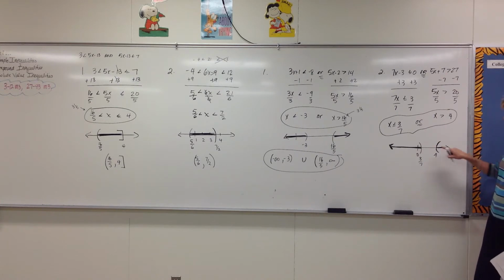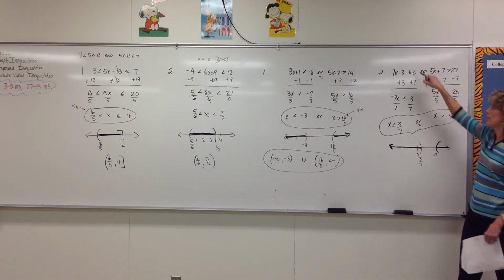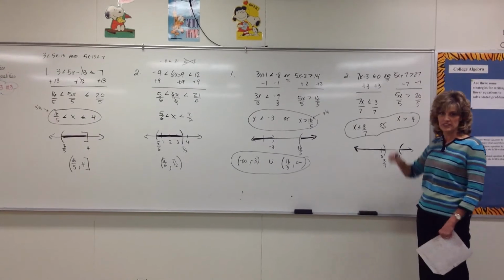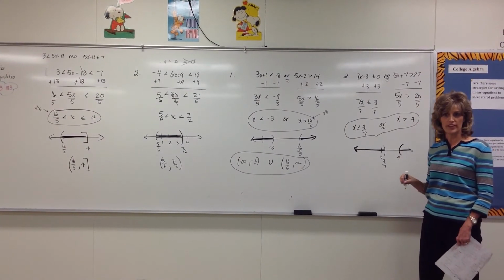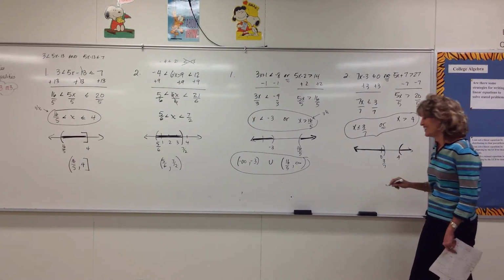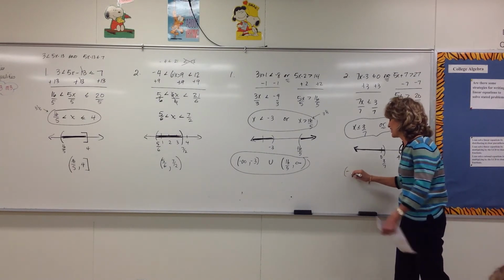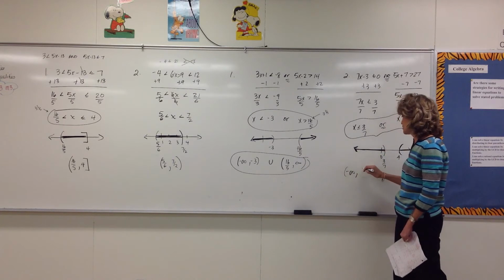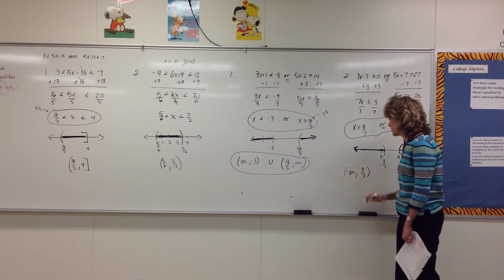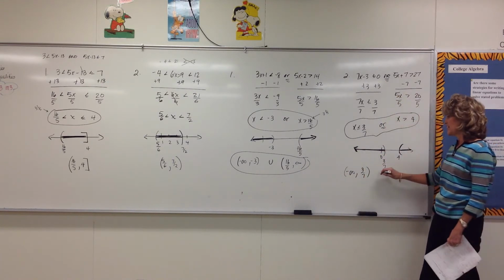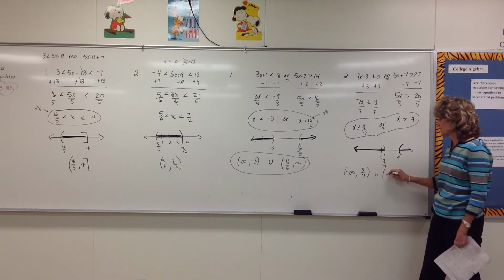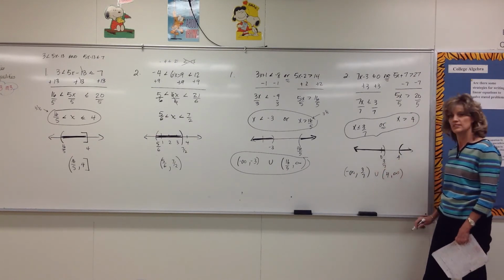If you pick a number from either one of these places, it will make one or the other of the pieces true, which then makes the whole thing true. So interval notation, the solutions come from negative infinity up to 3/7, not including 3/7, and you join that with the piece from 4 to infinity.